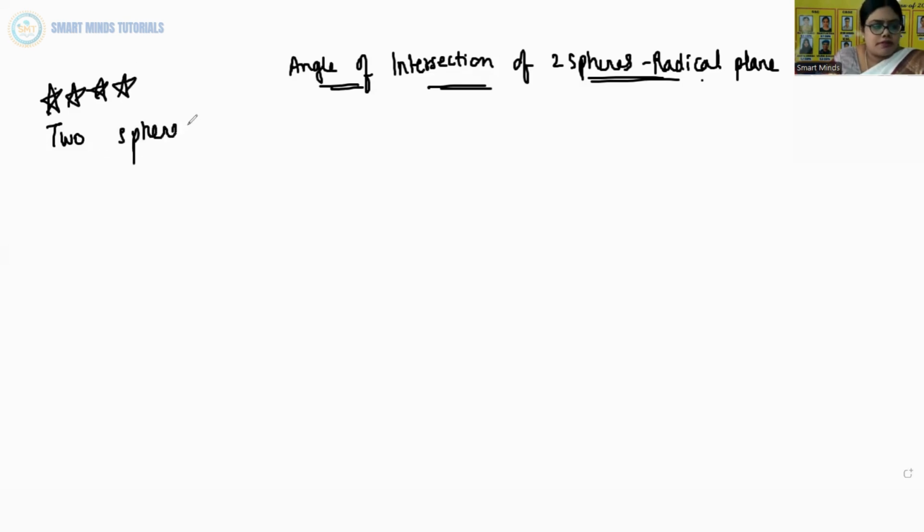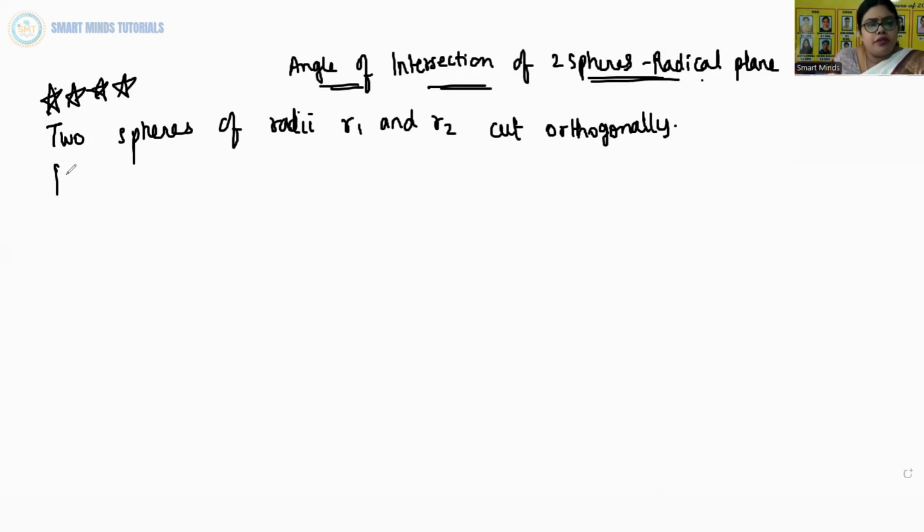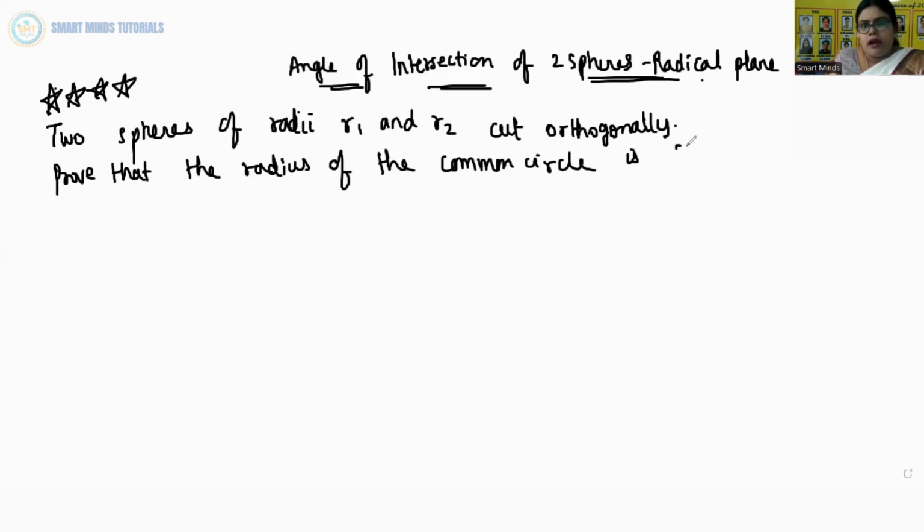Two spheres of radii R1 and R2 cut orthogonally. Prove that the radius of the common circle is R1 R2 by root over R1 square plus R2 square. So let's see how we begin.